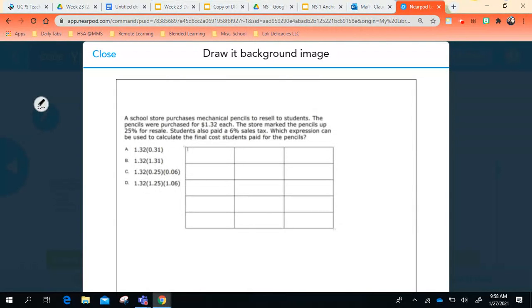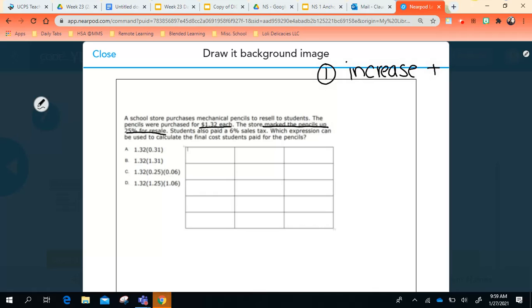Now, this is the kind of problem I like because you got to make sure you're paying attention to the words or people always do this wrong. So a school store purchases mechanical pencils to resell to the students. The pencils were purchased for $1.32 each. The store marked the pencils up 25%. So step 1, what does mark the pencils up mean? It is an increase because I'm going to sell it to you for more expensive. So I'm adding some more money.